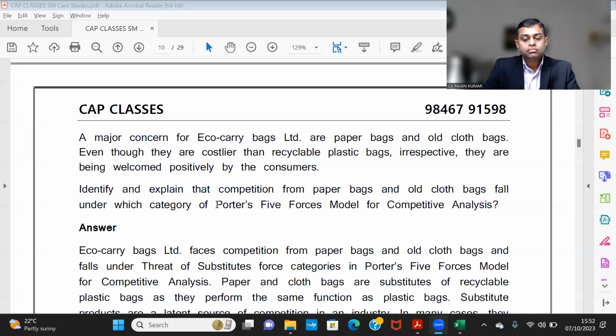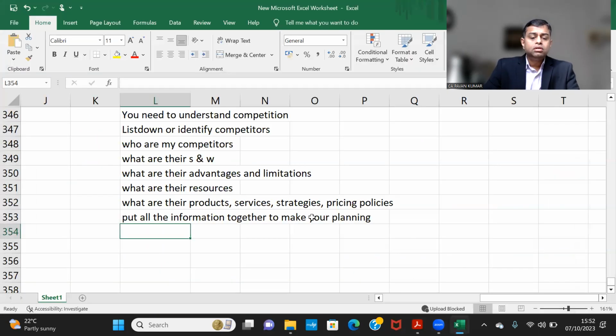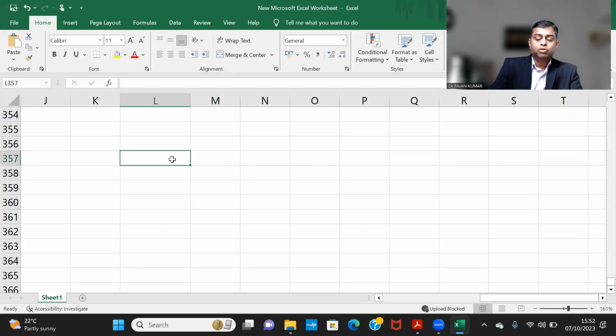Okay, so Sandra, what is this Porter's 5 forces model of competitive analysis? Michael Porter's 5 forces model. Can you tell me what are those 5?